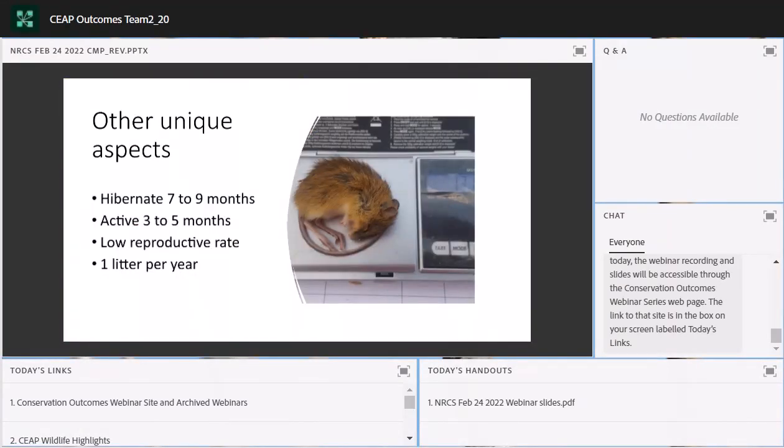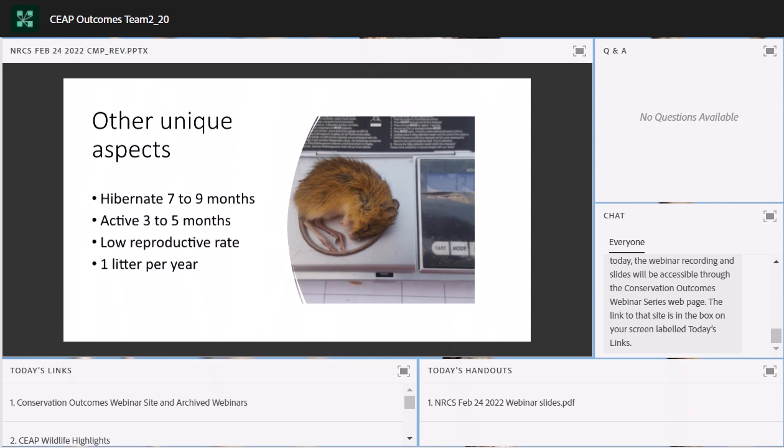So their morphology and modes of locomotion are unique, but there are other unique aspects about the jumping mouse. This animal is on a scale, it's not dead. It's in torpor. Jumping mice hibernate, and they also go into short torpor bouts when needed. They hibernate 7 to 9 months out of the year. So why would a small mammal hibernate? Generally, it's because of the lack of resources needed for survival. And I think these reasons will become clear as I tell you more information about their diet.